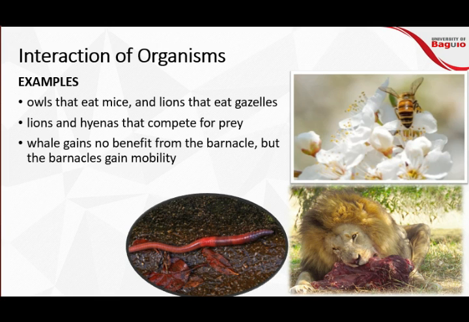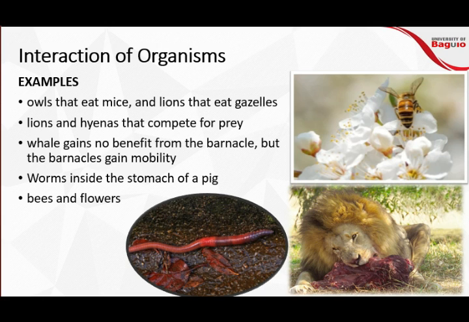A whale gains no benefit from a barnacle, but the barnacle gains mobility. So one is benefiting, the other is not. That is what we call commensalism. Very good. We also have worms inside the stomach of a pig, which we mentioned a while back. That is parasitism. And we also have bees and flowers. Bees benefit from the flower, and the flower also benefits from the bees, because the bees transfer the pollen from one place to another. So both benefit each other. That is what we call mutualism. Very good.